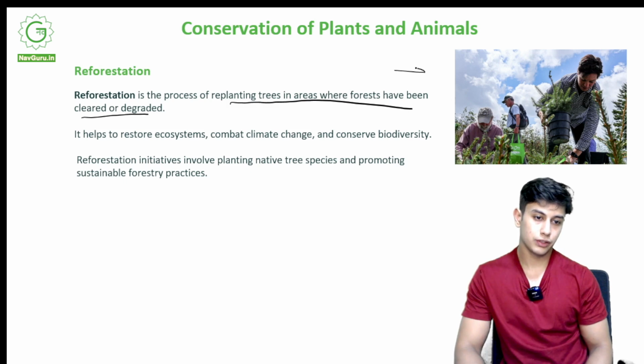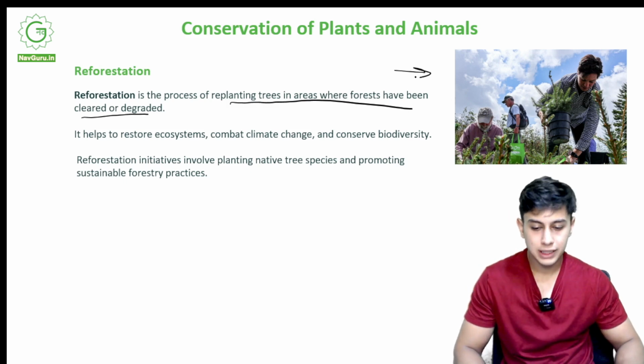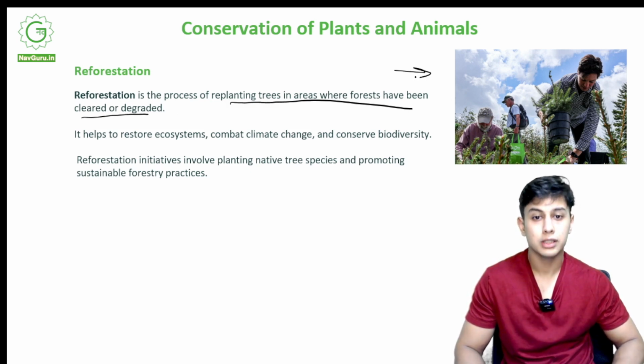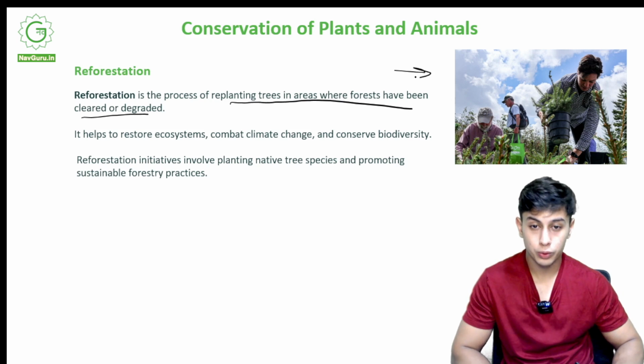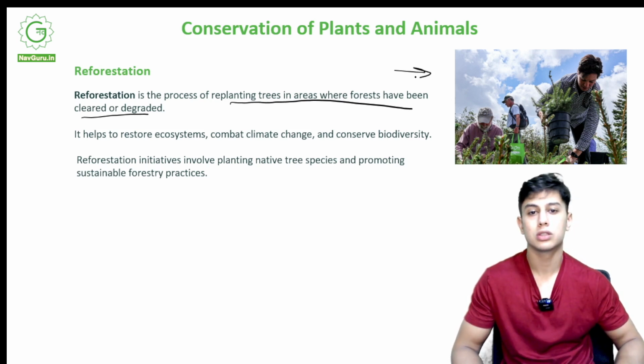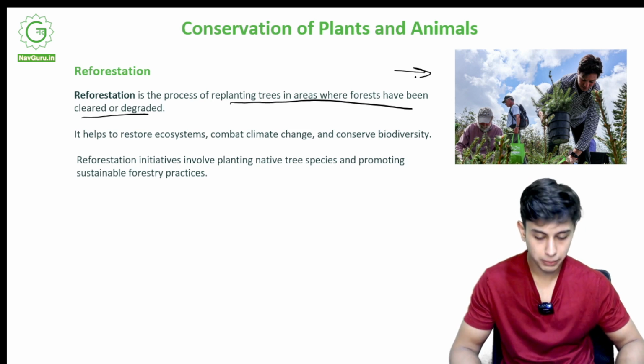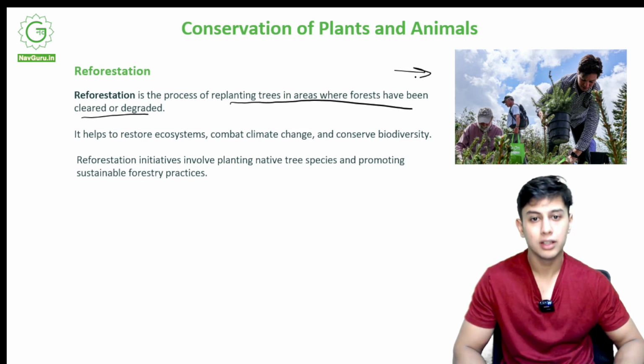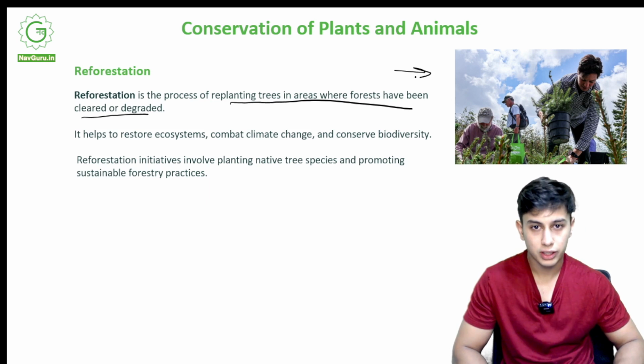So for example, see over here, humans clear a patch of forest. We need wood, we need a lot of things, so we clear that patch of forest, but we do not keep it cleared. After we have got our resources, we replant those trees. We plant more trees in place of that, so that we do not lose the forest cover and we can have natural resources again.